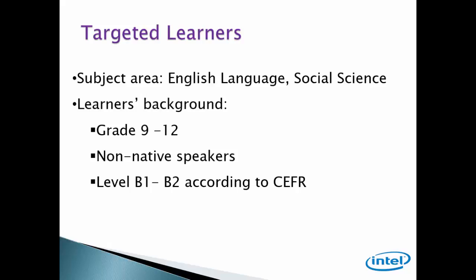Next, about the targeted learners. My unit is about appearance, so it must be something concerning social science. And as we are teaching English, it should be English language. About the learner's background, this unit is suitable for students from grade 9 to grade 12, especially non-native speakers, and concerning the levels of competence, I suggest this is suitable for students from B1 and mostly B2 according to CEFR.